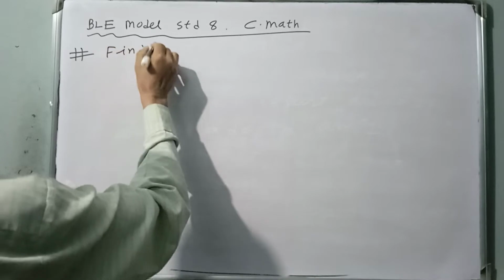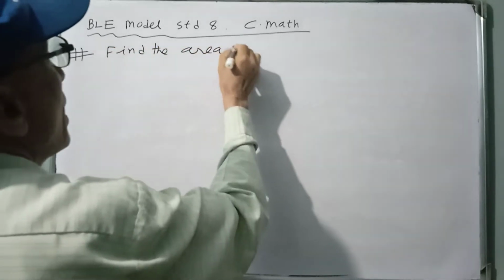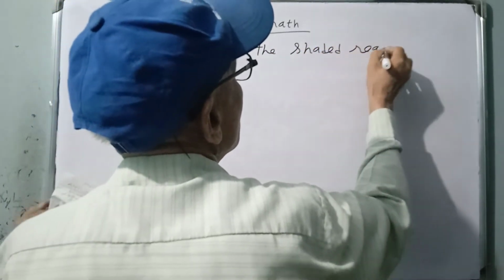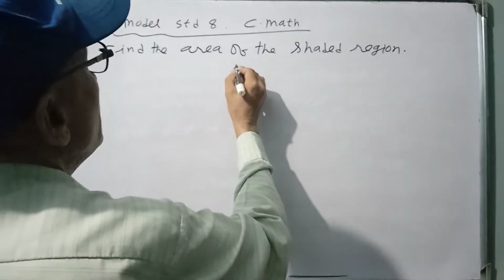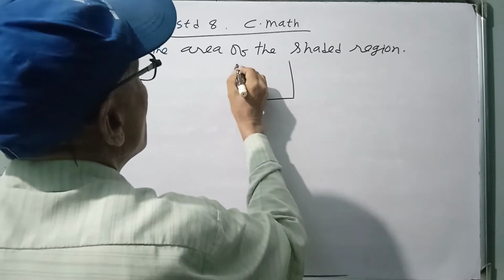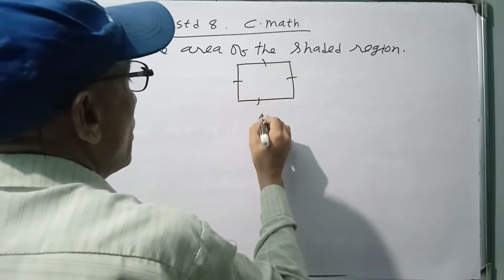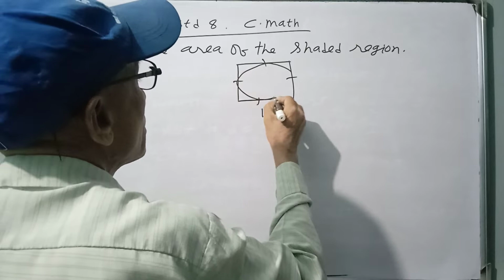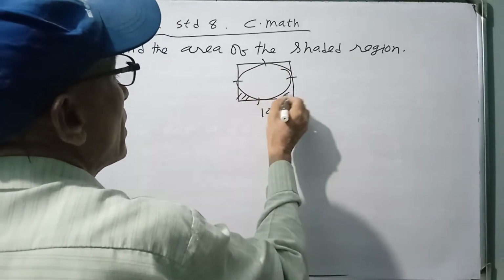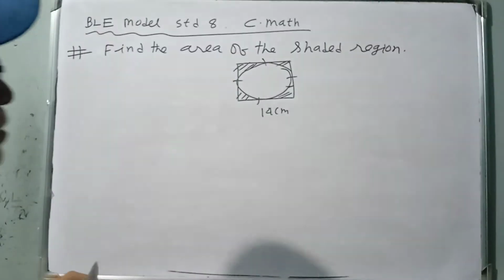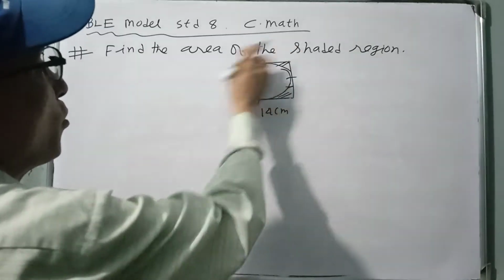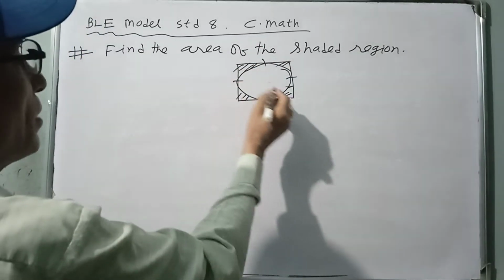Question number 1, short question. Find the area of the shaded region. There is a square of side 14 centimeter. There is a circle which touches the square. If the circle is shaded, find the area of the circle. But if the four parts are shaded, find the area of the shaded region.